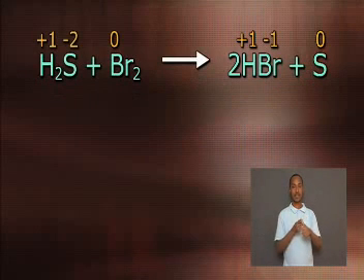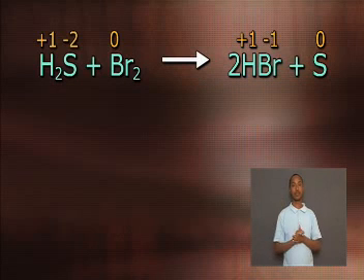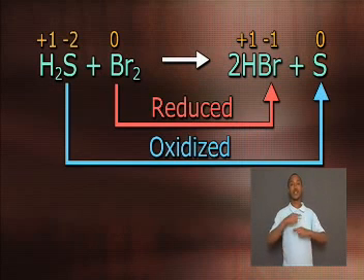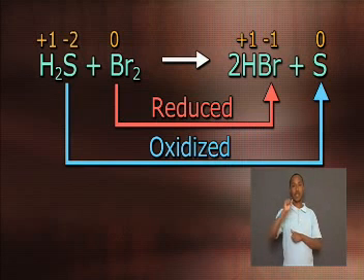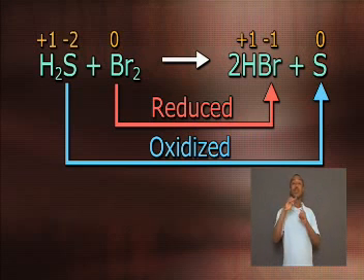First, we will assign oxidation numbers to all of the elements of the reactants and the products. In the reaction, the sulfur atom in hydrogen sulfide increases its oxidation number from -2 to 0. Therefore, sulfur is oxidized and hydrogen sulfide is a reducing agent. The oxidation number of bromine is decreased from 0 to -1. Thus, bromine is reduced and is an oxidizing agent.